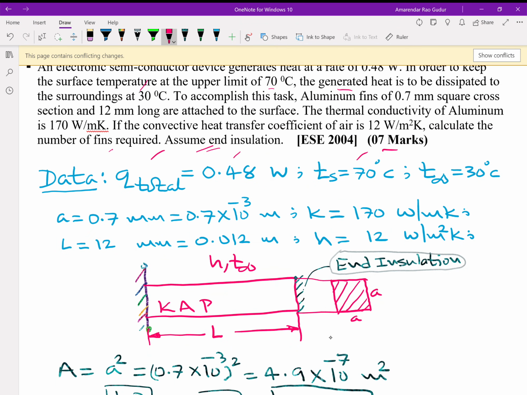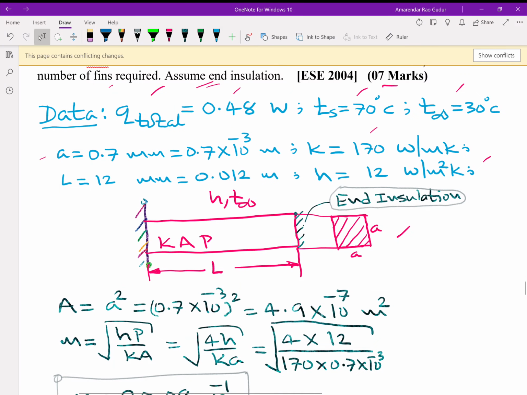Surface temperature 70, fluid temperature 30. Size of the square is 0.7 mm, 0.7 × 10^-3 meters. Then L is 12 mm, 0.012 meters, K is 170, h is 12 in respective units. This is the physics of the problem. This surface is at Ts, right? Medium is h, T infinity, length is L, and all those things.